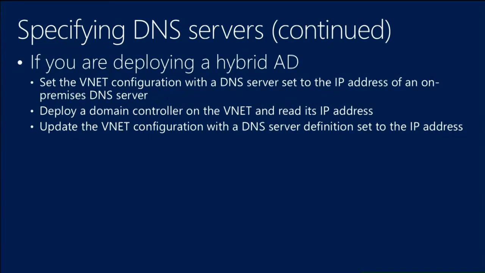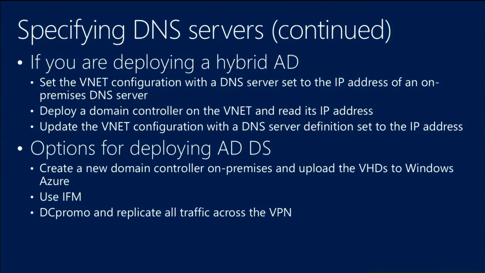If you're deploying a hybrid AD, then you set the VNet configuration with a DNS server set to the IP address of an on-premise DNS. So when your very first server comes up, it points DNS to on-premises. And then you can do your DC promo of this server, and he'll be happy. Once you've deployed him, you can read his IP address, and then you can create your DNS definition. So anyone else coming up will get on-prem and will also get the Azure subnet DNS definition.